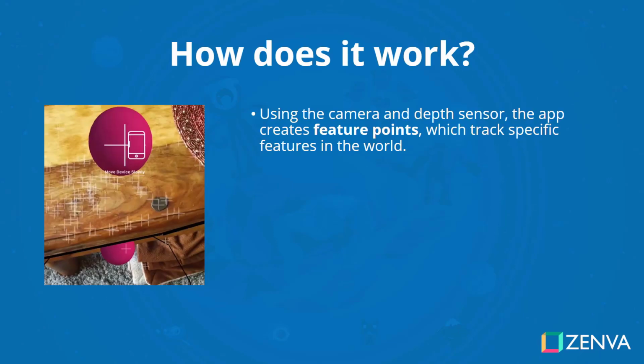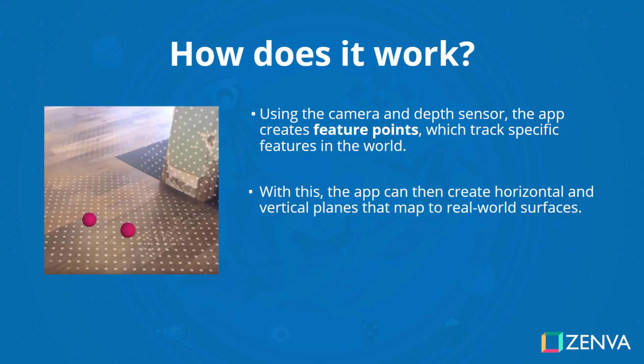So how does AR Foundation actually work inside Unity? Well, first of all, what it does is it uses your camera and depth sensor, and with that, the app creates things known as feature points. These are basically points of interest in the world that it can track. It can track its position, its orientation relative to other points as well, and this sort of maps out a rough 3D mesh of your world so that it understands how far away things are and the position between different feature points. And with this, the app can then create horizontal and vertical planes that map out real-world surfaces. As you can see in the image, it can track the floor, it can track walls, and with this, we can do many things.